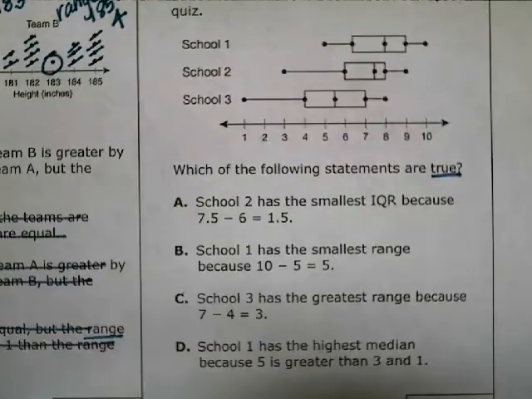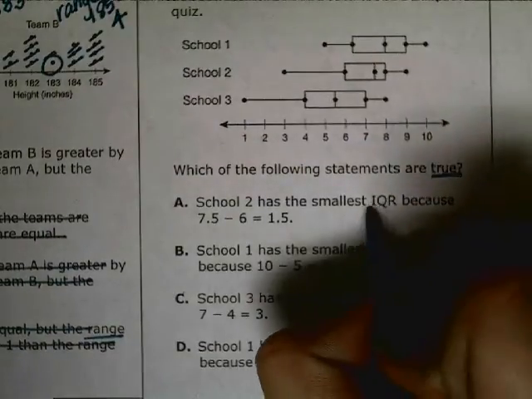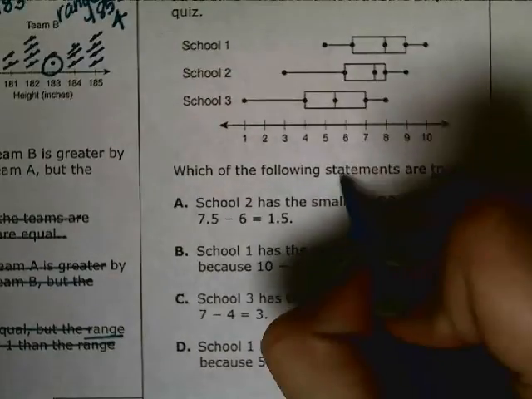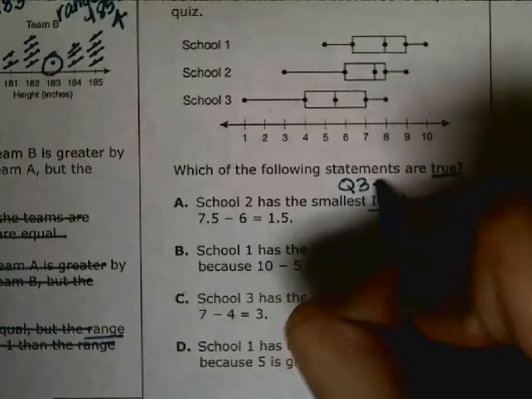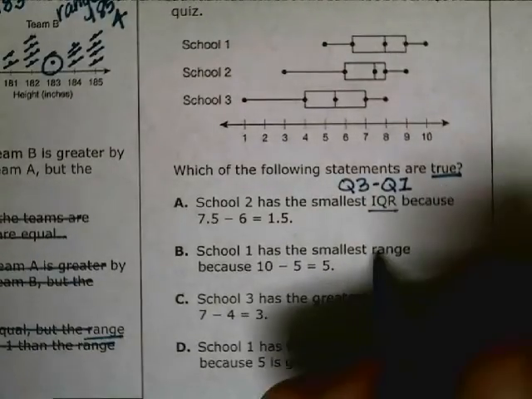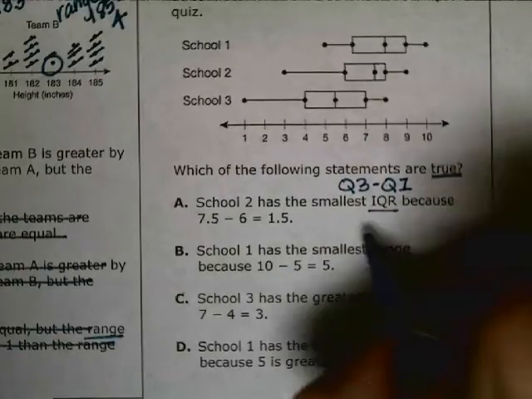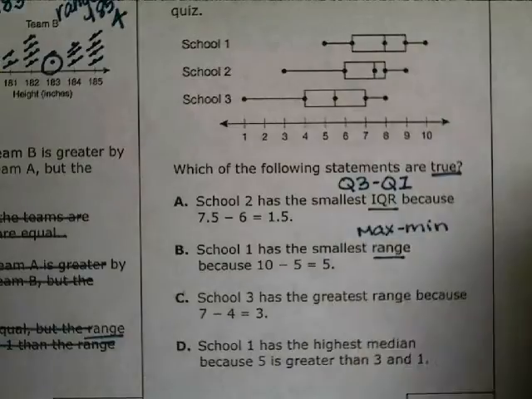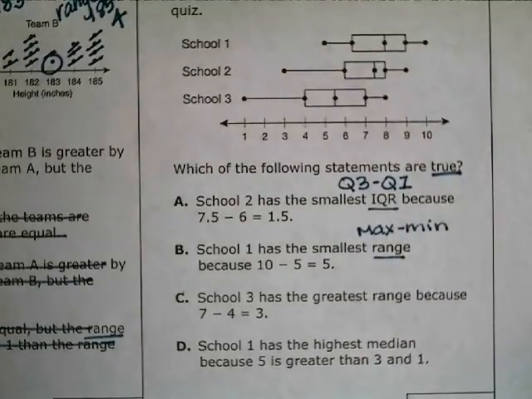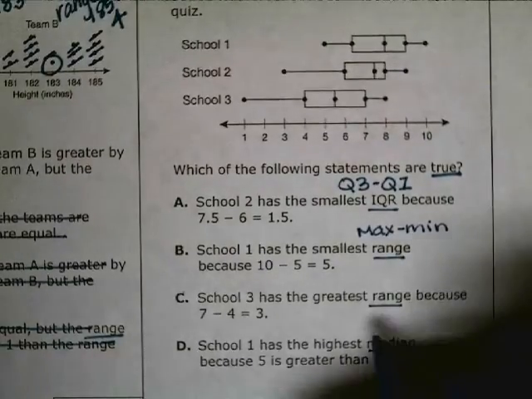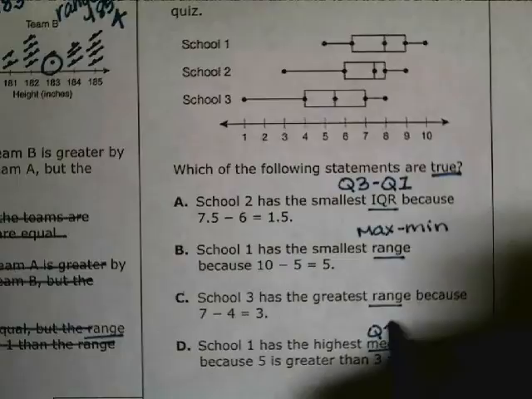Answer choice A. School 2 has the smallest IQR. IQR is your interquartile range. So that's Q3 minus Q1. School 1 has the smallest range. That's your max minus your min. School 3 has the greatest range. School 1 has the highest median. So your median is Q2.